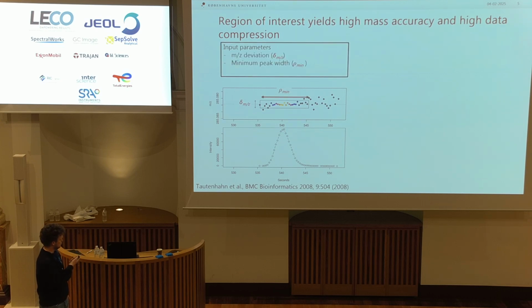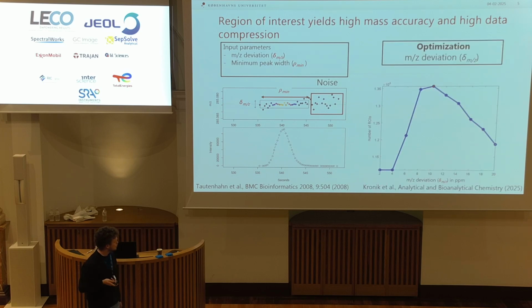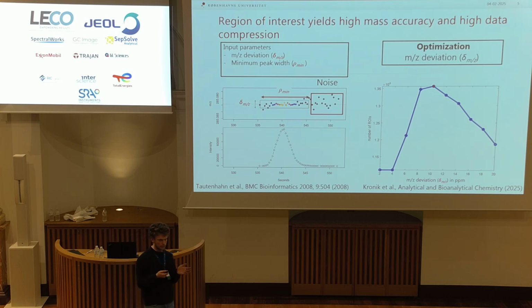So you have two input parameters. You have the mass spectral or the MSET deviation that you allow. And here you have the minimum peak width, so that you look at your narrowest peak and then you select this. And then you have some noise that you would like to filter out. What we did in a recent study is, among other things, we suggested one way to do more objective optimization of this MSET deviation.